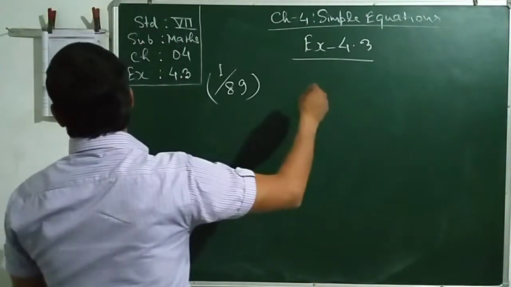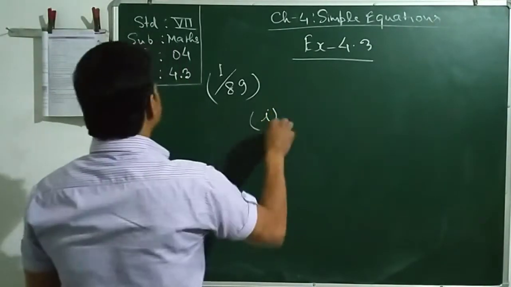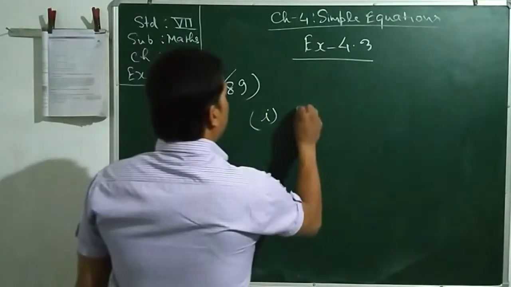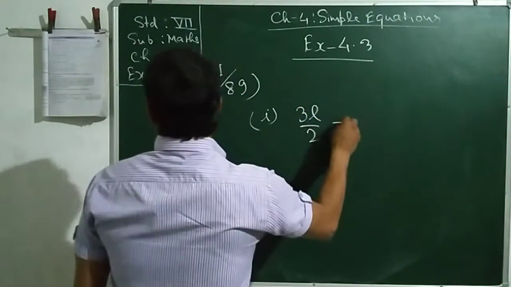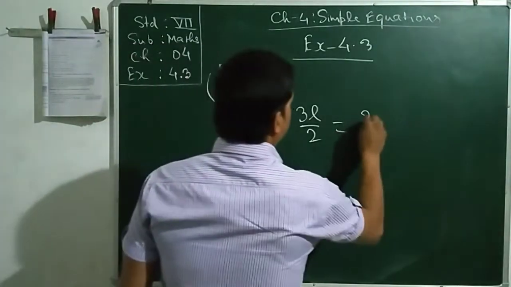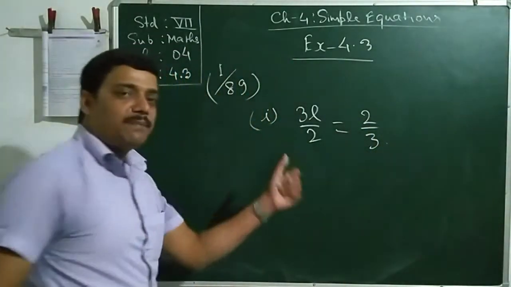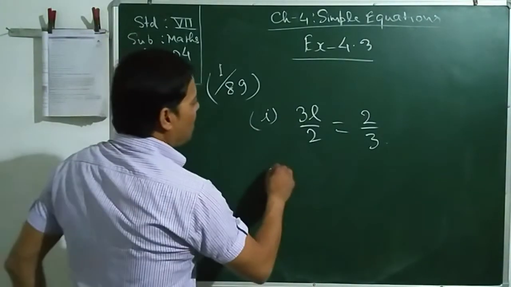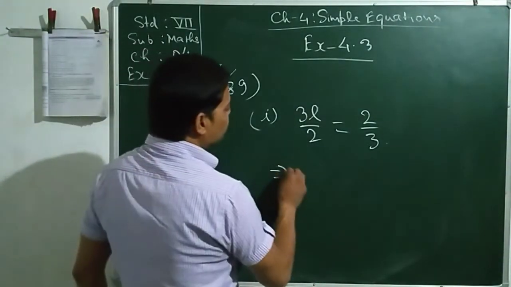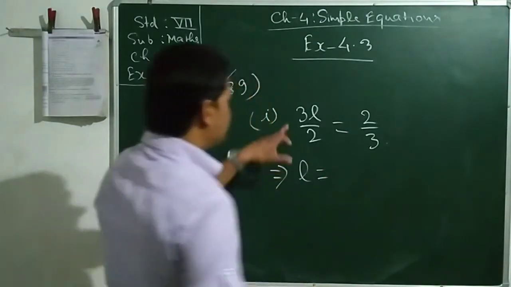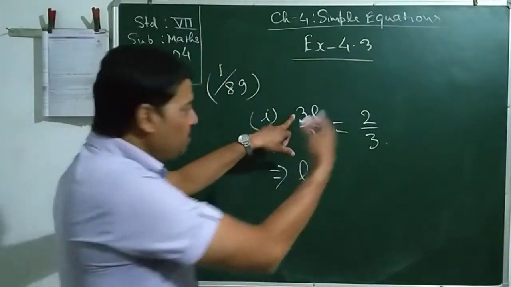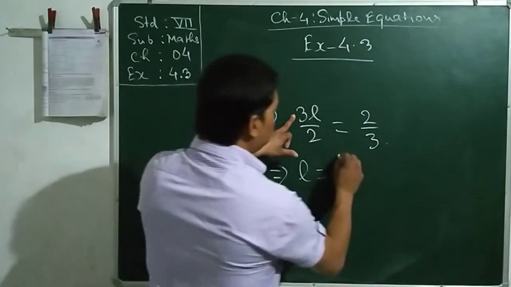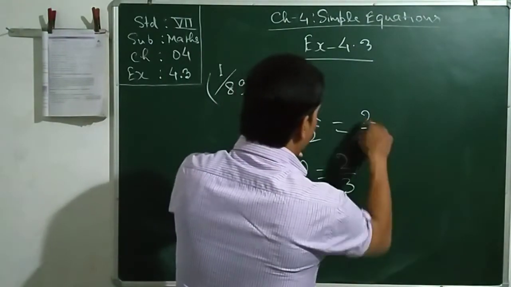Let me try the next one, that is I number. 3l by 2 equals 2 by 3. Here, to separate the variable, only one fraction is multiplied here. See how simply we have been doing this. L equal to, as 3 by 2 will go to the RHS, it will turn to 2 by 3, which was lying there.